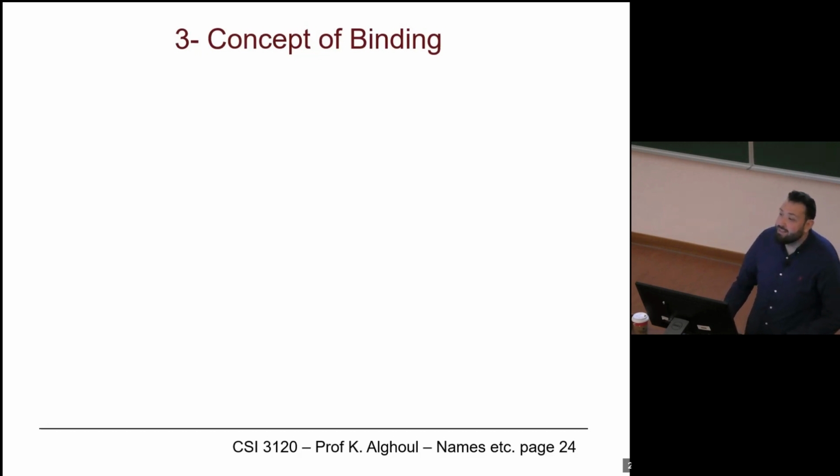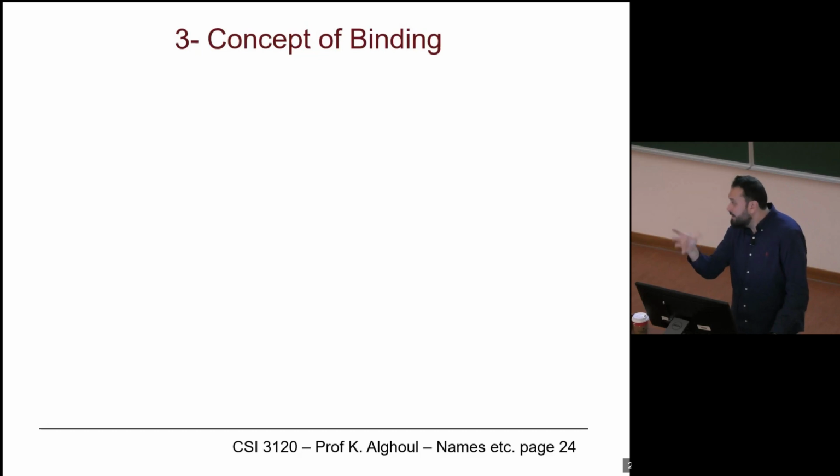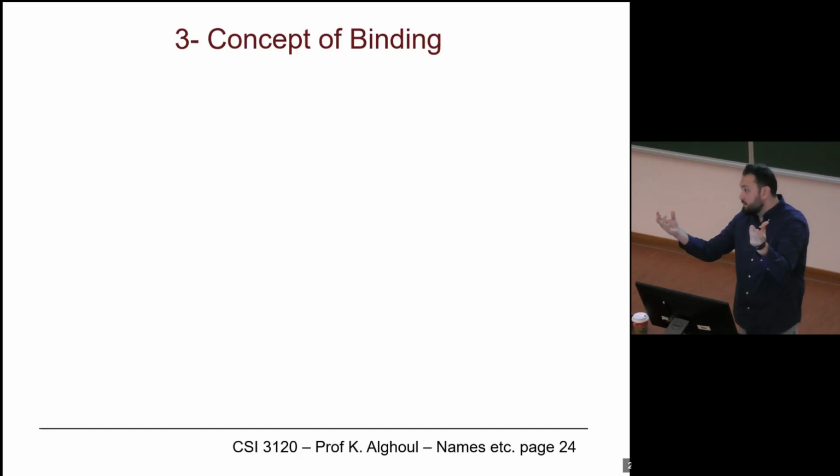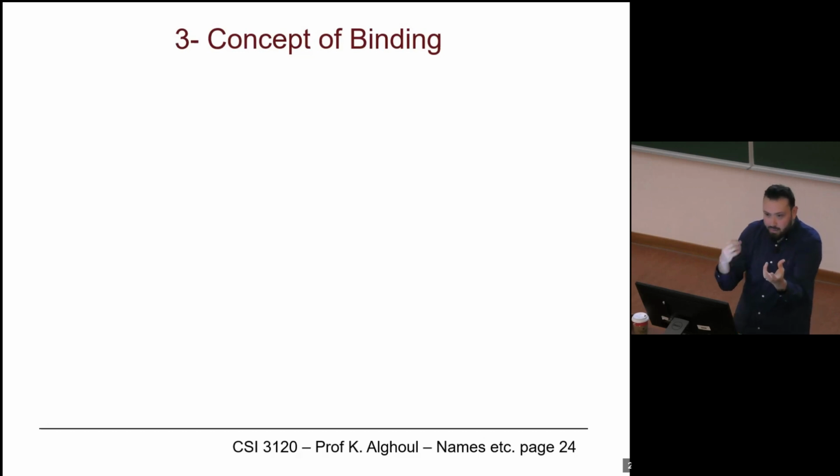So the concept of binding is the same thing that we talked about, but we're going to just explain it in a different way now. When I say int x, what am I doing here? The variable is x and the type is int, correct? What did I do here? I'm doing a binding between the type and this variable. So it's as if you're putting a label on something.